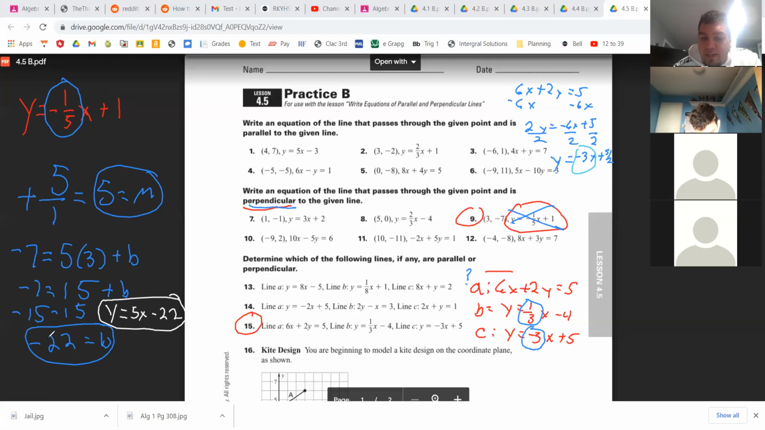So on your test, I probably would write it like this. What is the relationship between A and C? Well, or A and B. Let's start with A and B.